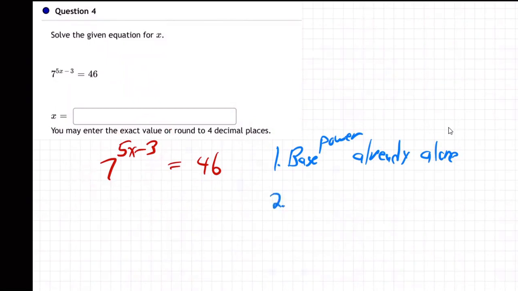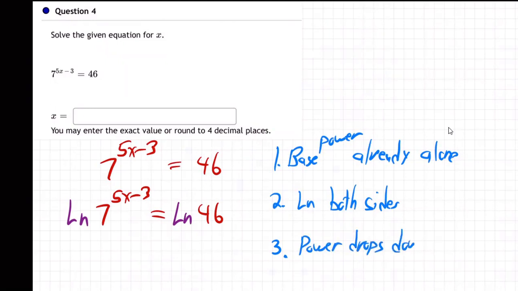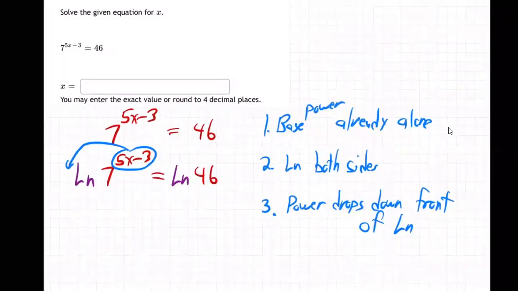Step 2 is to ln both sides, because logs are the opposites of exponentials. That's how we handle when x is up in the power zone. We ln both sides. And why is that? Because logs are the inverse functions of exponentials. They're the opposites. And so the power now drops down to the front of the ln. So this whole power drops down to the front of the ln.